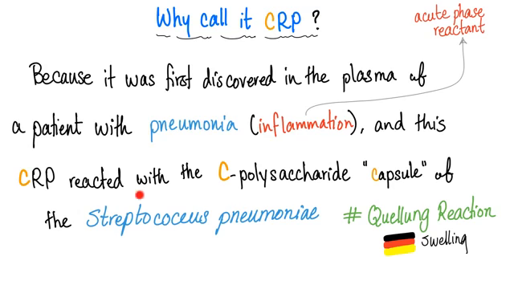And this CRP reacted with the C polysaccharide in the capsule of the ugly Streptococcus pneumoniae. Remember the Quellung reaction? Quellung is just German for swelling. So this CRP reacted with the C polysaccharide in the capsule of this bacteria, so we called it CRP. I'm not kidding. And I'm pretty sure your professor didn't tell you that.